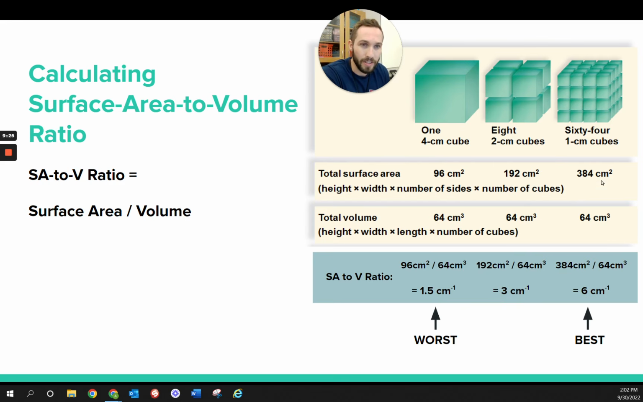If you take the surface area of this and you divide it by its volume, you get 6. Now what you're going to see is that ratio is going up. And the higher that ratio is, the better the cells are at absorbing important molecules and nutrients, getting rid of waste products, and transporting things in and out of the cell. This is going to be the better situation than this.